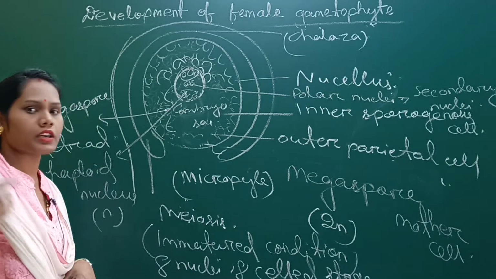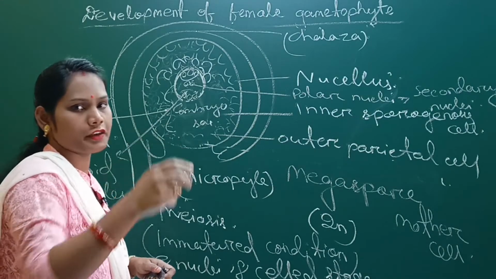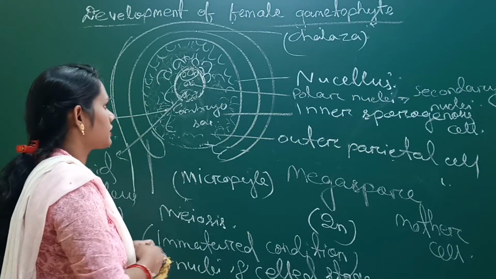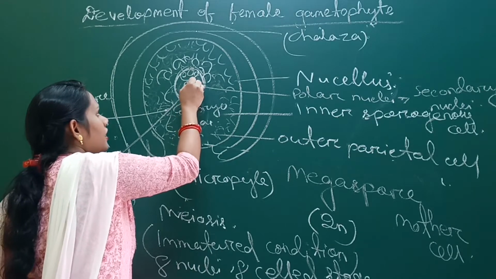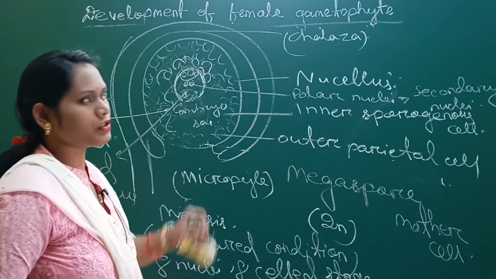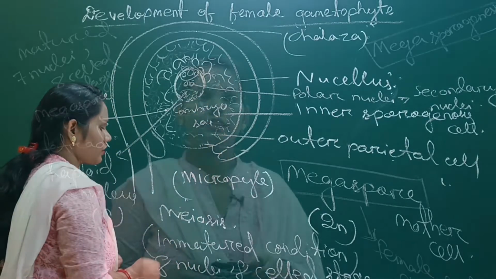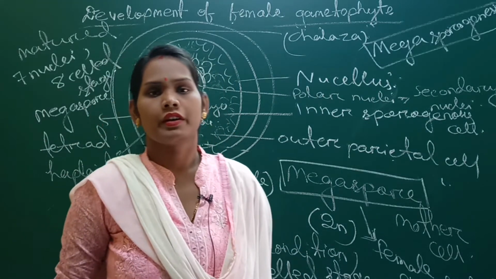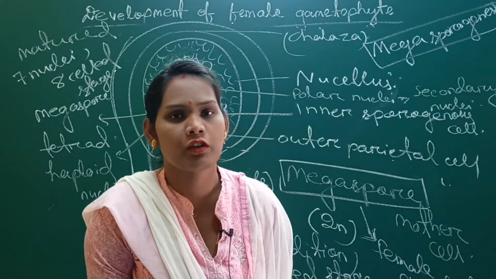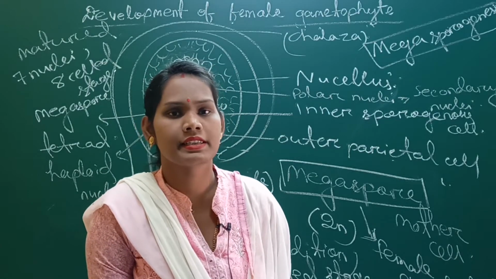But in the mature condition, when it is ready to fertilize, the central 2 polar nuclei fuse together to form the secondary nucleus, and this is the mature condition. So this is all about the development of the female gametophyte, or megasporogenesis process.